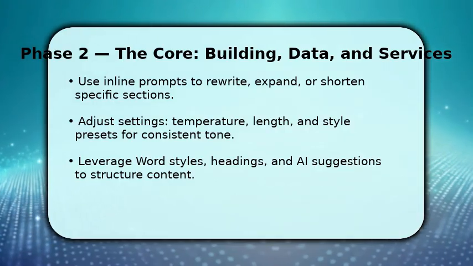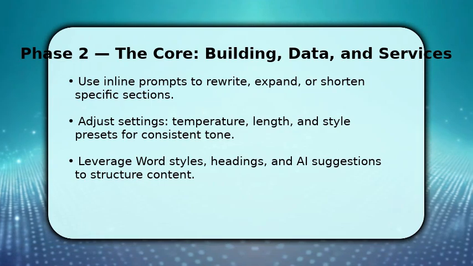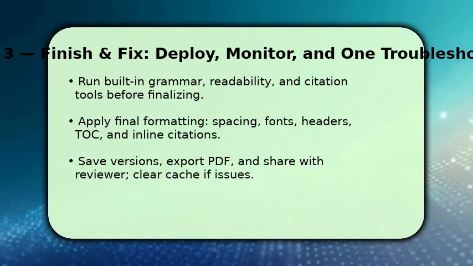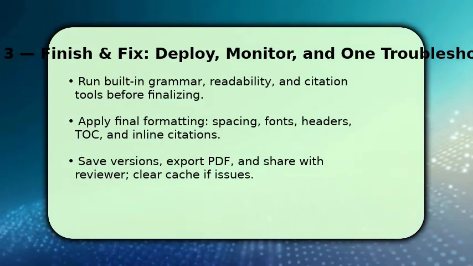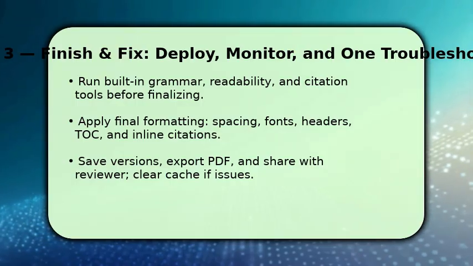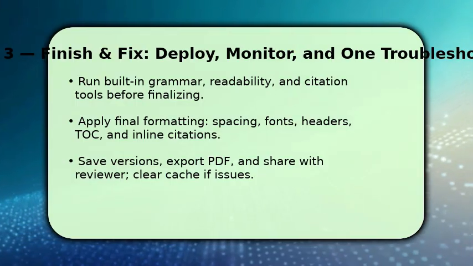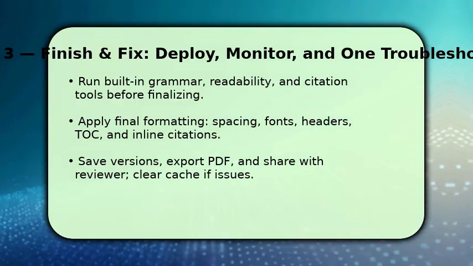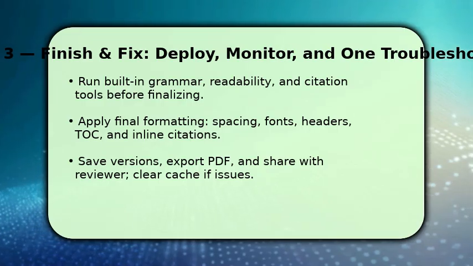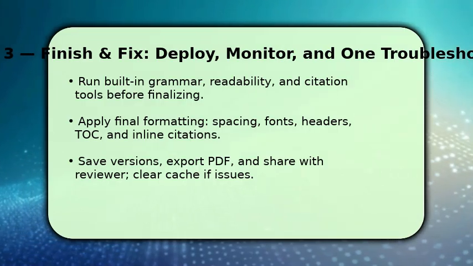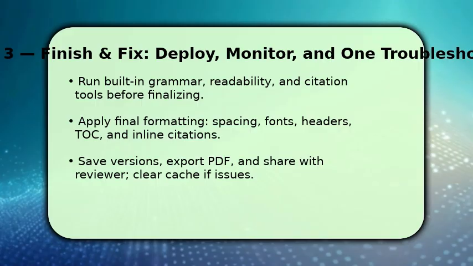To complete the document, run grammar and readability checks and verify factual claims or citations. Then finalize formatting, fonts, spacing, headers, and a table of contents, so the AI text matches the document style. Save a version copy, export to PDF if needed, and share with collaborators using comments or track changes.